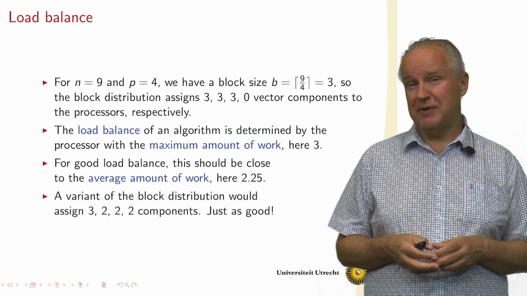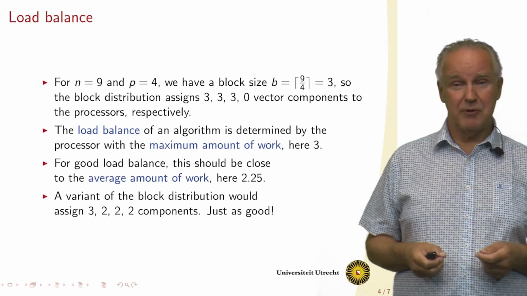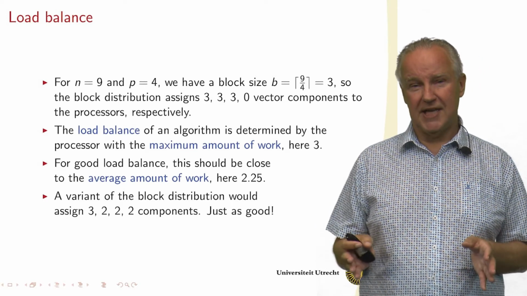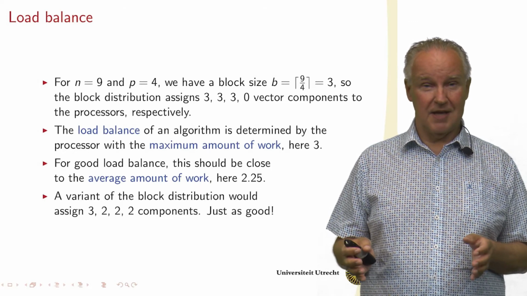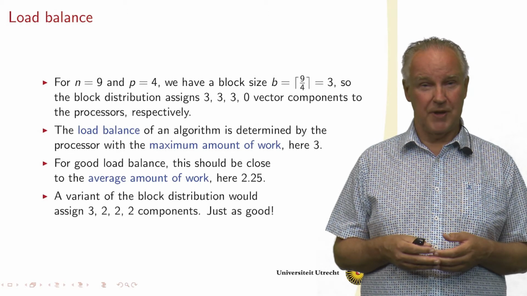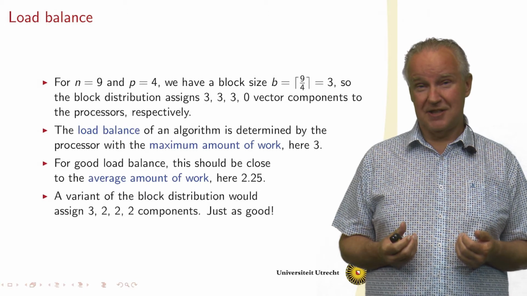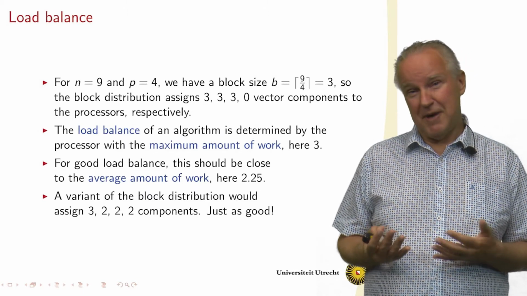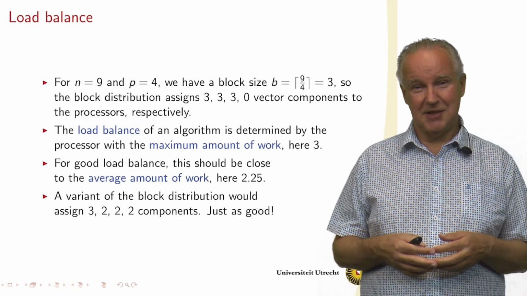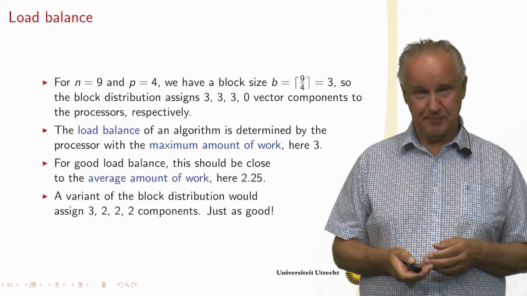If, on the other hand, we would do it slightly differently, it's a variant of the block distribution, then we would say, OK, the first processors get 1 more. Everybody gets at least 2. And the first processor gets 3 instead of 2. Here the maximum still is 3. It's just as good as the first one, but maybe you may not like the free rider that doesn't get any data elements. But in terms of load balance, it's the same load balance.